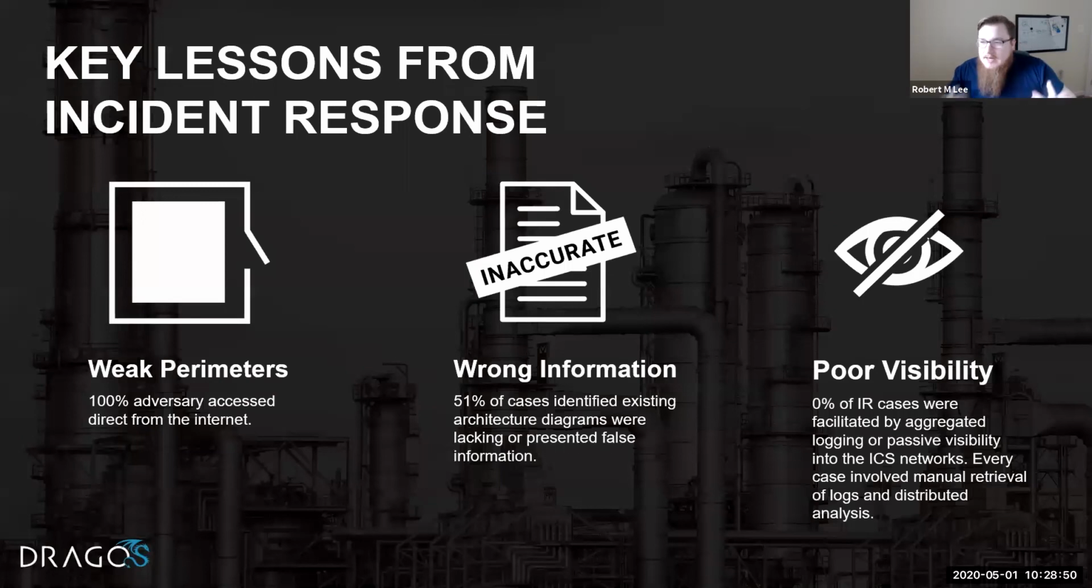We've been talking a lot about asset identification and visibility in the ICS community, but we're definitely at the beginning steps of those journeys. And what we found is 0%, none of our incident response engagements were at all facilitated with any level of network monitoring or aggregated logging or any robust visibility at all in those ICS environments. So it's just an area for us to work on.